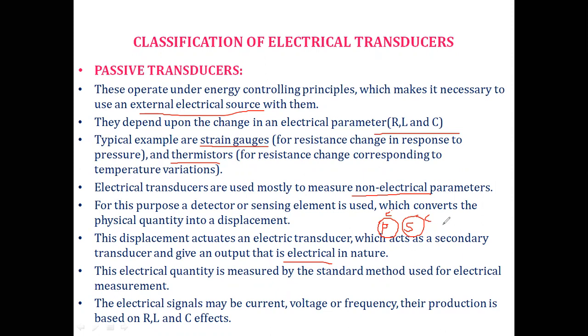Different forms are there. The electrical quantity is measured by the standard method used for electrical measurement. The electrical signal may be current, voltage or frequency. Their production is based upon the RLC components variation, or it mainly depends upon those RLC components. That is the point.